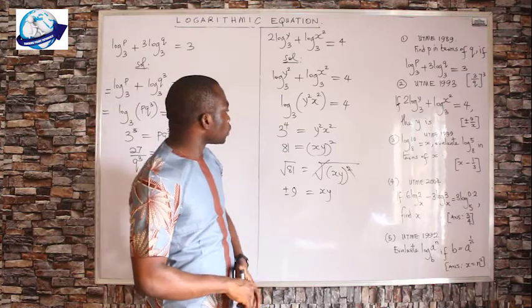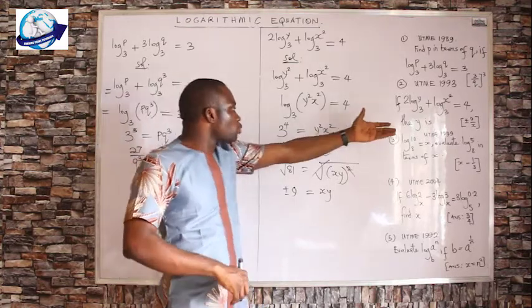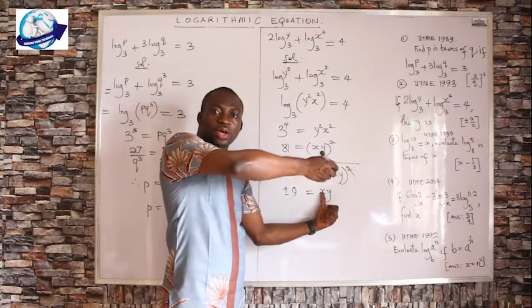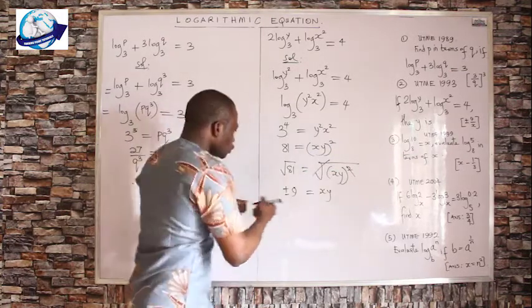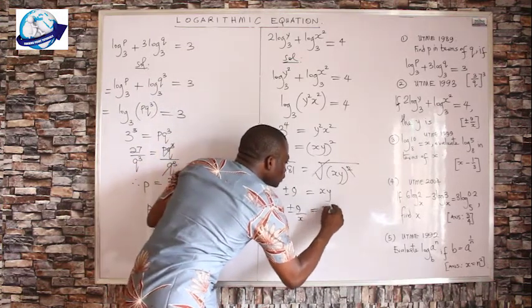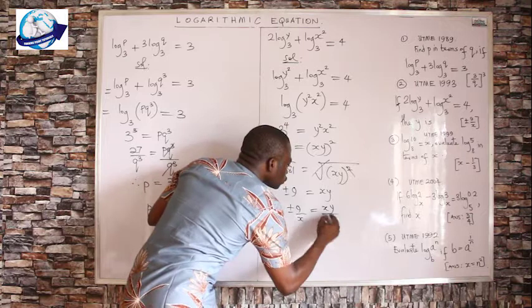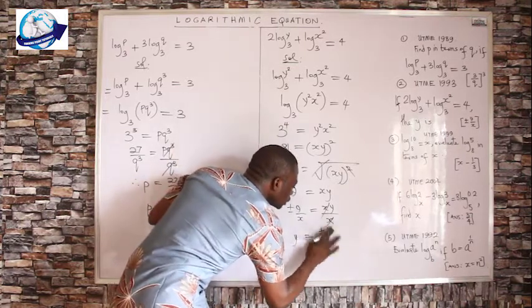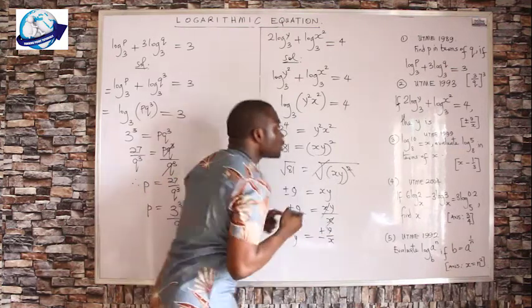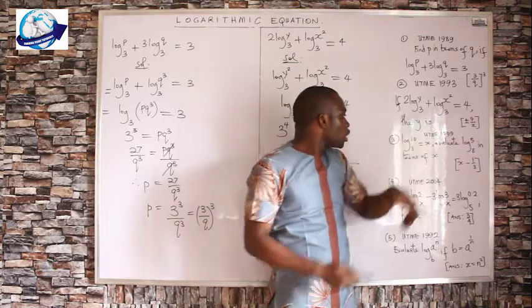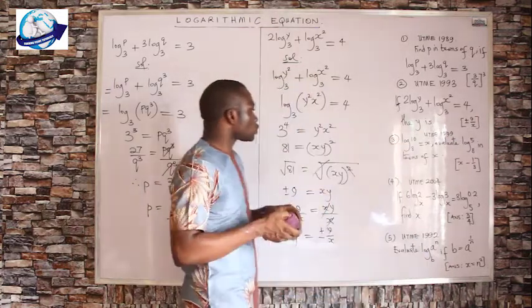Now what I'm trying to say is this: to get the value of y, you have to eliminate this x by using it to divide both sides. Are you with me now? So at the end of the day, I have plus or minus 9 over x is equal to xy over x. So cancel off. Your y becomes plus or minus 9 all over x. I think that's what you have here. Result.